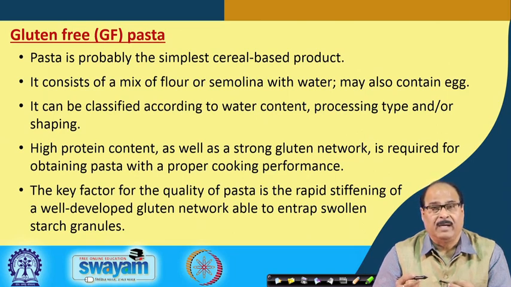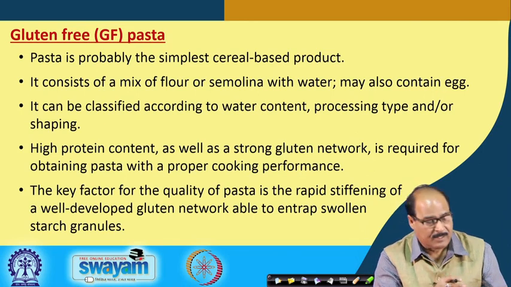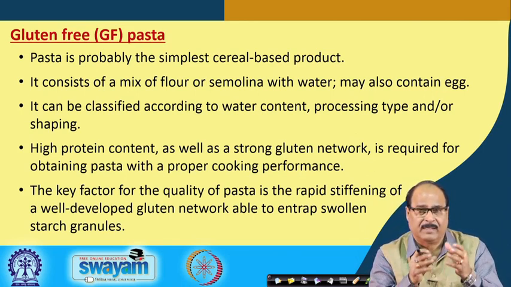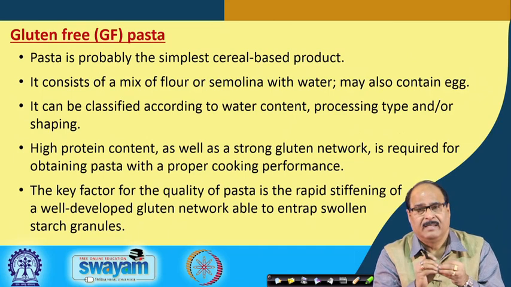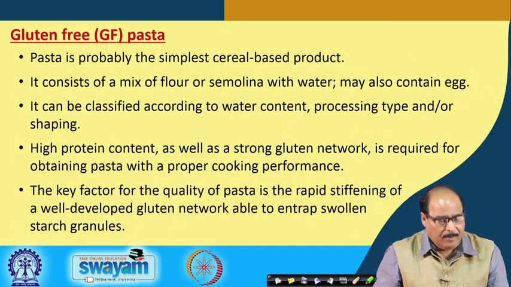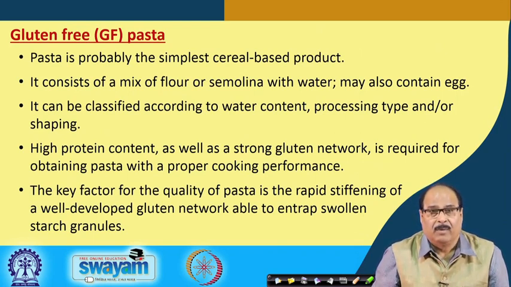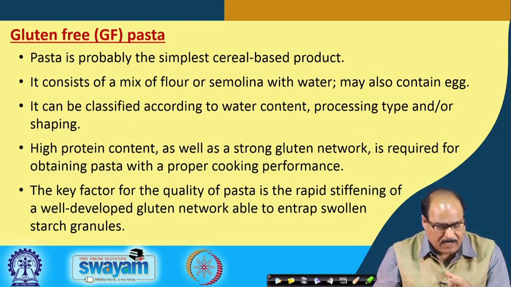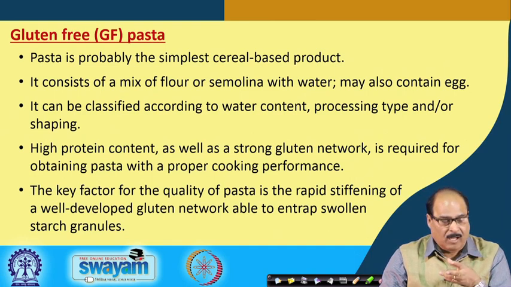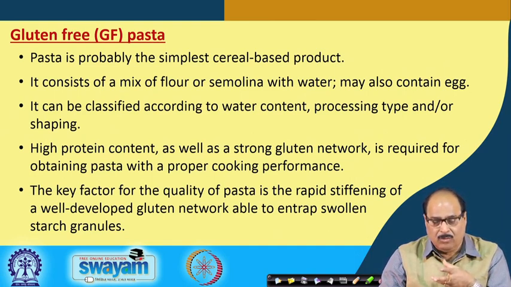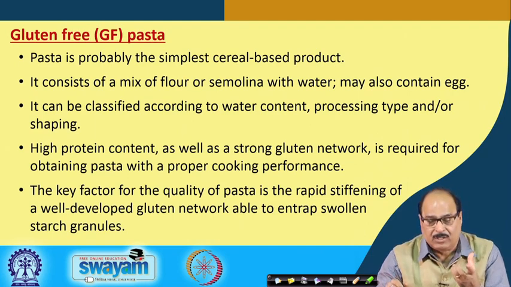It can be classified according to the water content, processing type, and or shaping. There are different shapes, different types, and different raw materials used for the preparation of pasta, and accordingly the pasta are classified. High protein content as well as a strong gluten network is required for obtaining pasta with good consistency and a proper cooking performance. The key factor for the quality of the pasta is the rapid stiffening of the well-developed gluten network, which is able to entrap swollen starch granules.